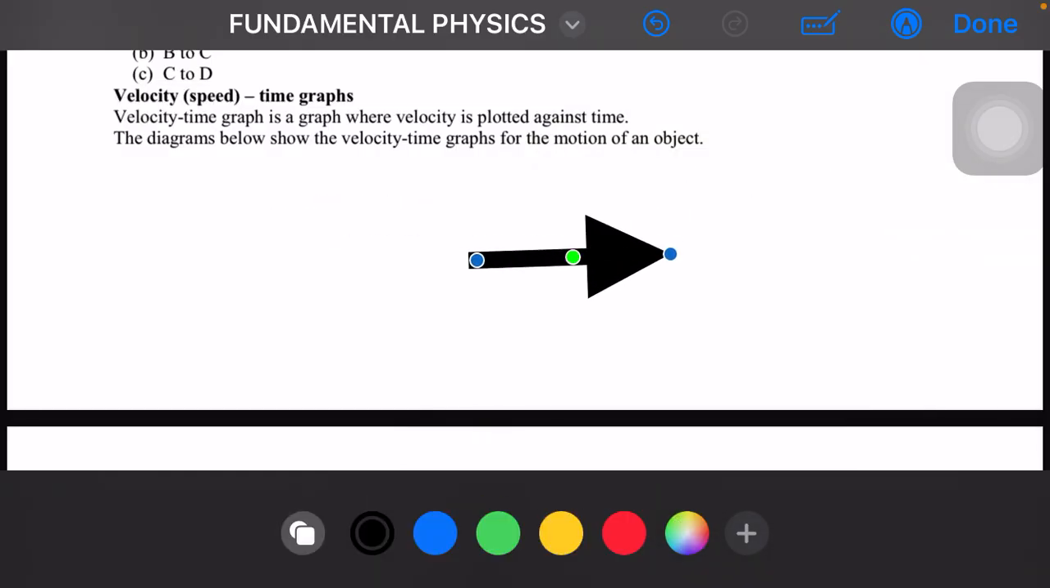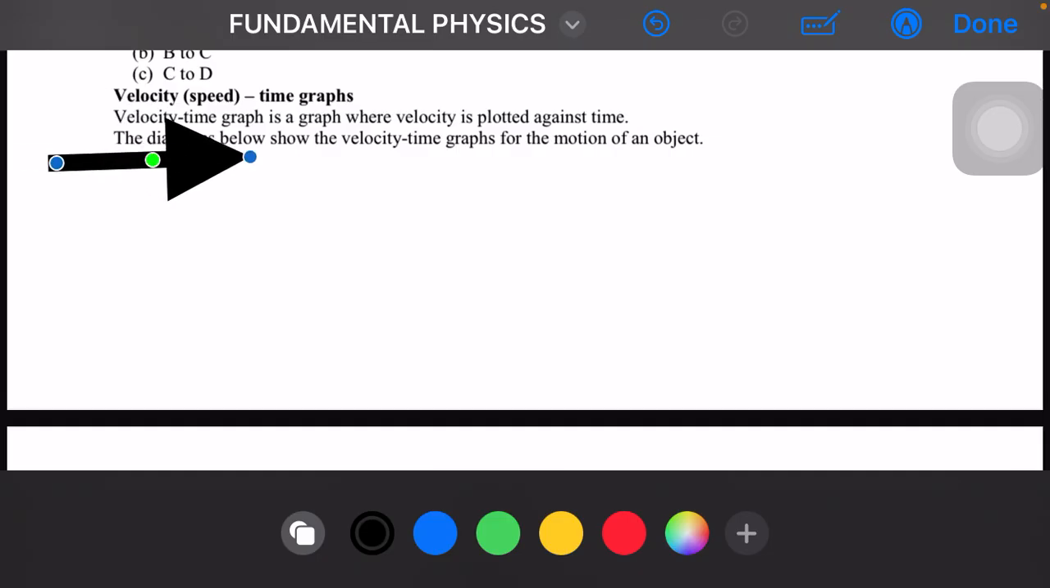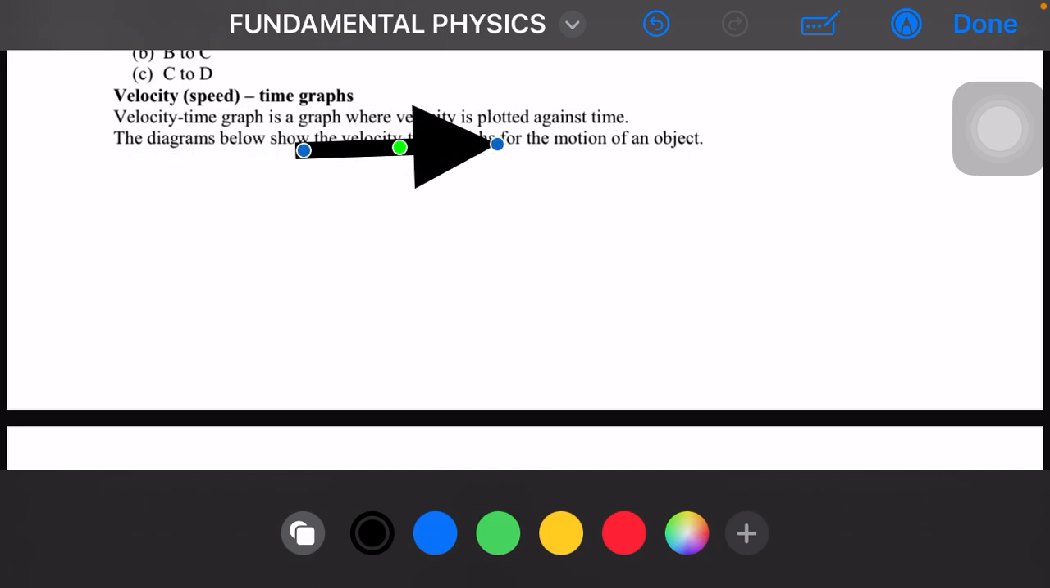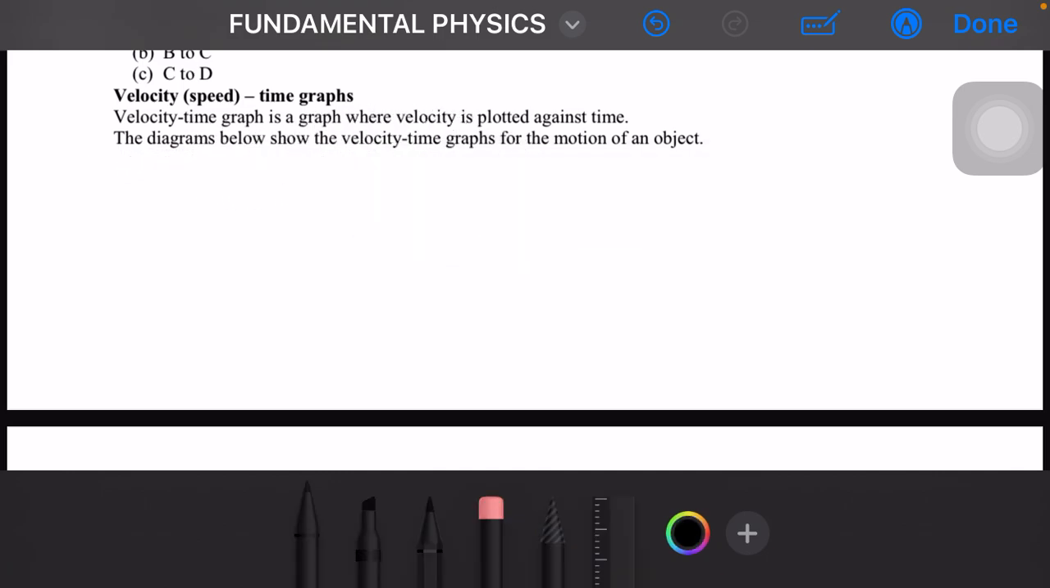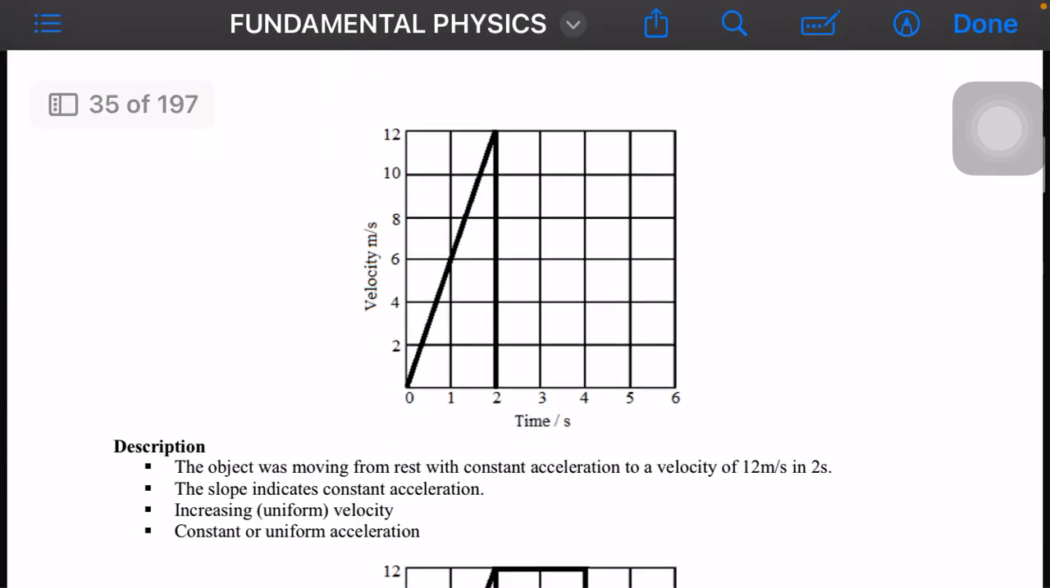This is simply a velocity time graph, a graph where velocity is plotted against time. The diagrams below show the velocity time graph for motion of an object. Okay, let's look at this.